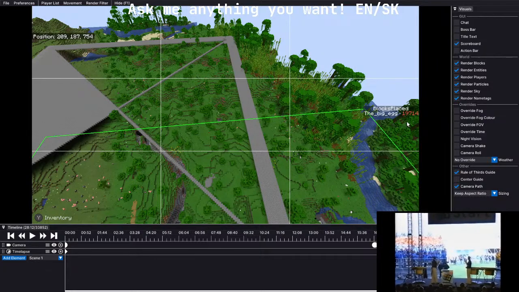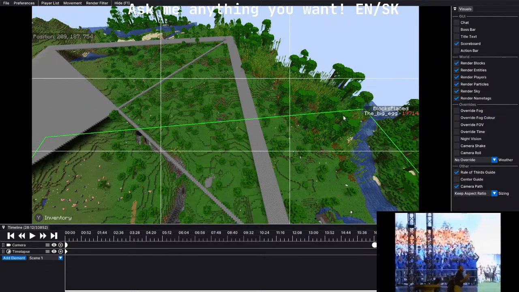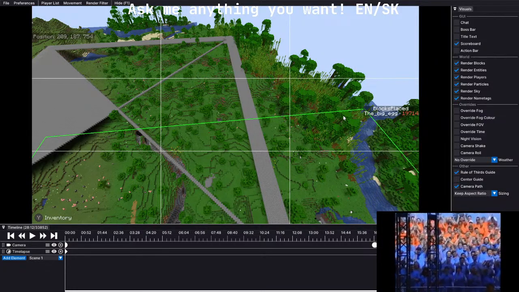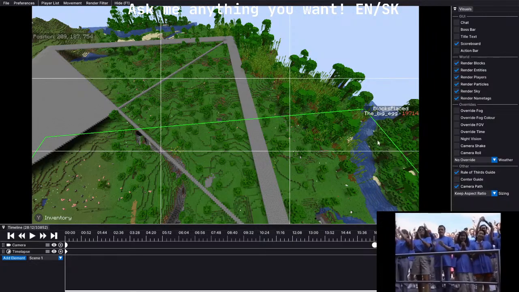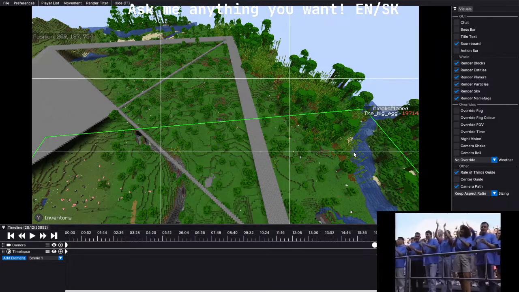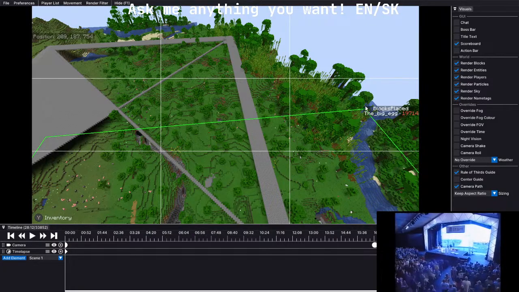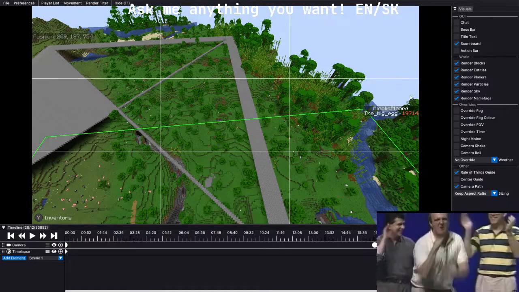I think the scoreboard is gonna be in the way. Yeah, I think it's gonna be in the way of the pixel UI, so I guess I'm gonna get this into Blender properly.